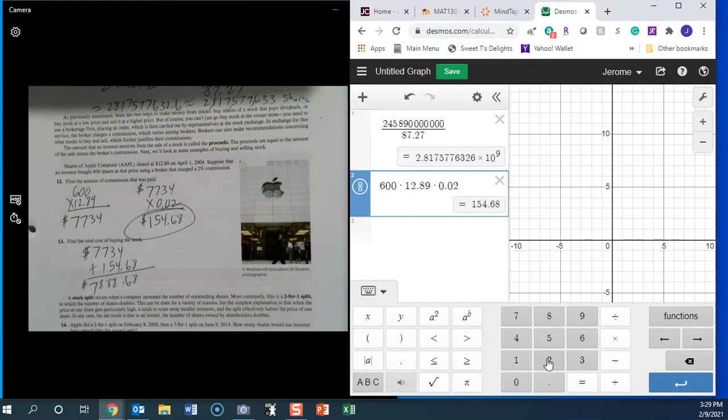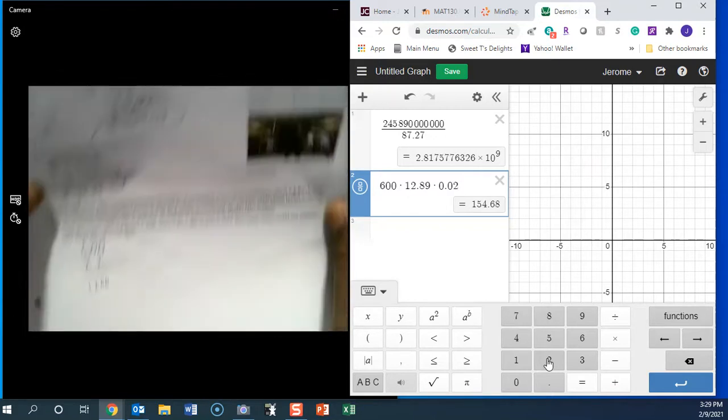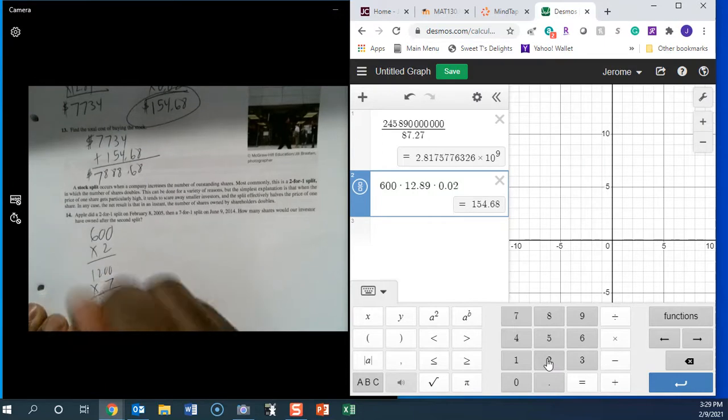Apple did a 2-for-1 split on February 8, 2005, then a 7-for-1 split on June 9, 2014. How many shares would our investor have owned after the second split? So first of all, we did 600 shares. So we would do the first split. The first split is a 2-for-1, so the shares doubled first. So that's 1,200 shares. Now there's 7-for-1. So 7-for-1 means that the shares went up 7 times. So we would take this and multiply by 7, and that would give us 8,400 shares.